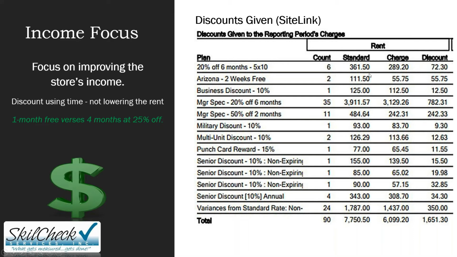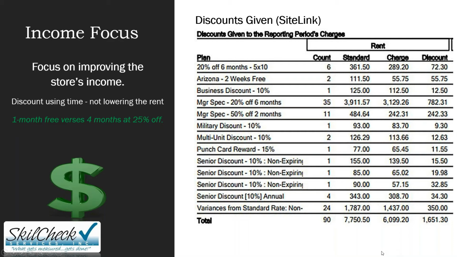This is per month, and this could be a pretty significant amount over time. So here's the standard charge, here's the actual charge, and then the discount. So this store is giving away $1,651.30 per month. That actually is not too bad. But again, in fact, this is a store that I did an audit at just recently, and I was surprised that there were so very few discounts at this location, which is awesome.